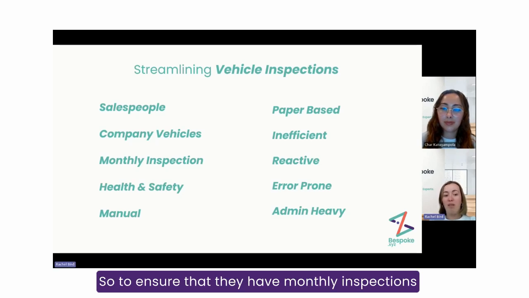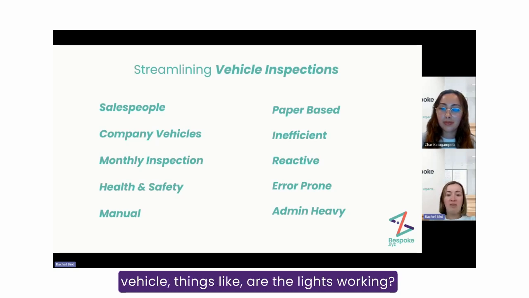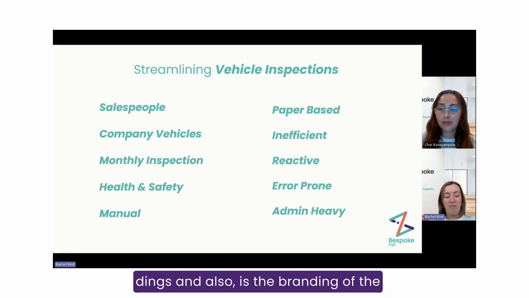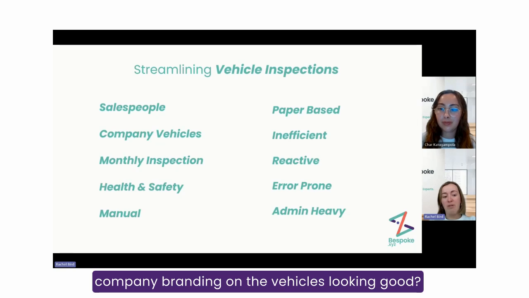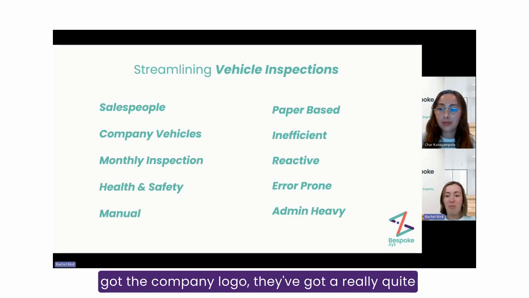So to ensure that they have monthly inspections where each driver goes around and checks their vehicle, things like, are the lights working? Have they got the relevant safety equipment in there, like the first aid kit? Are there any scratches, dings? And also is the company branding on the vehicles looking good? So in this scenario, the company vehicles have all got the company logo.